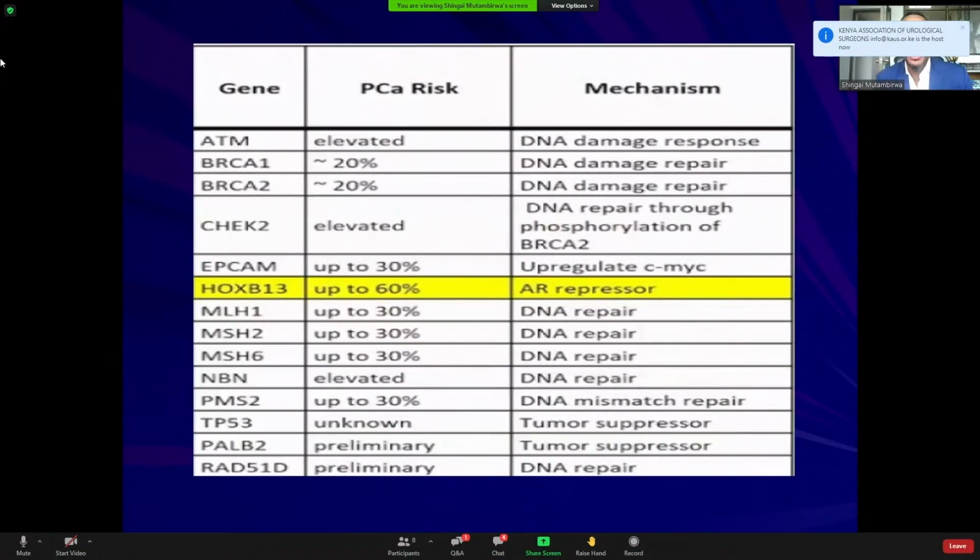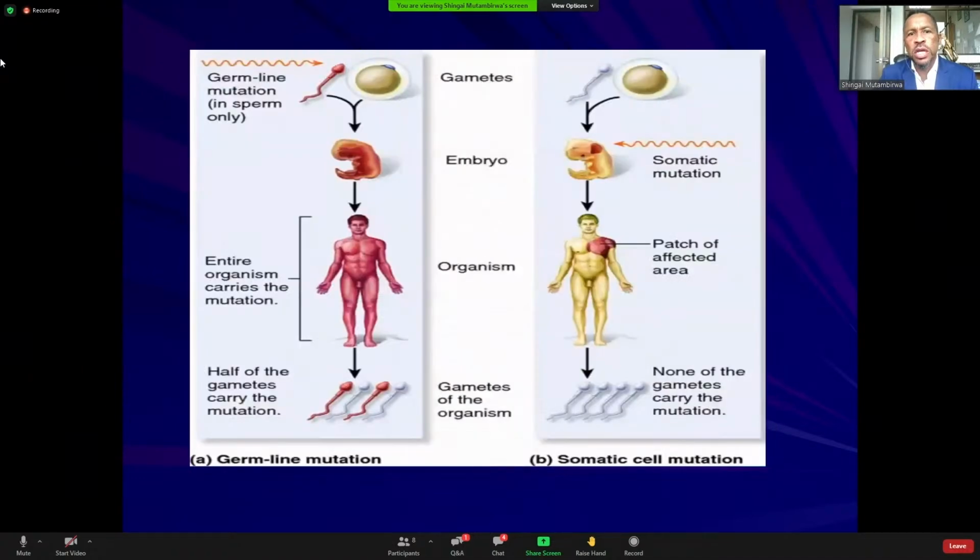For example, HOXB13. There are different mechanisms by which the genes cause the problem with prostate cancer. HOXB13 is an AR repressor, and it increases the risk of developing prostate cancer, but it doesn't increase the risk of nasty prostate cancers, unlike BRCA2, which is only about 20% elevated, and various other genes, things like, for example, TP53, which we now know is very closely related to castrate-resistant prostate cancer.